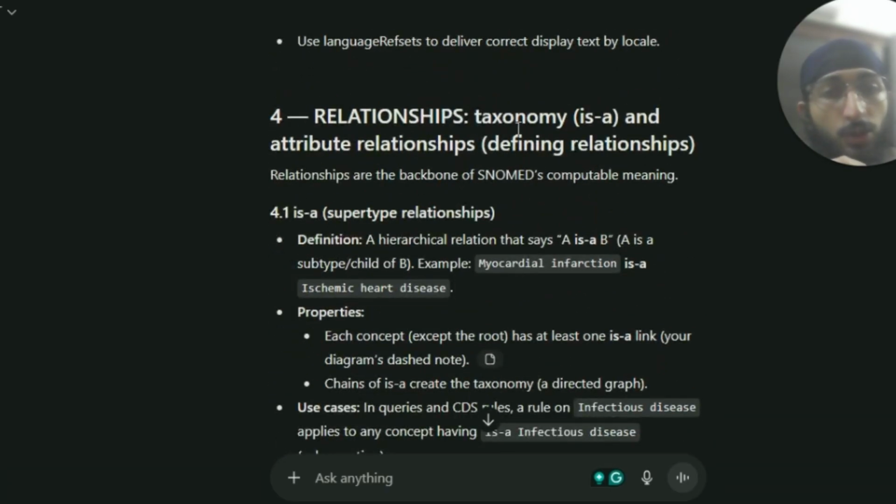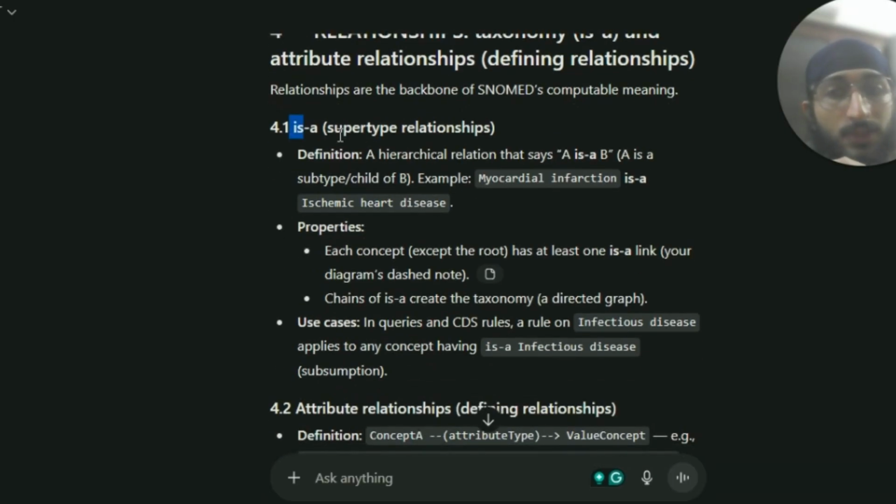Then we have relationships, taxonomy, and attribute relationships. So firstly, we have the is-a supertype relationship, a hierarchical relation that says A is a B, that is, A is a subtype, a child of B, right? A is a form of B, or a child of B. Myocardial infarction is an ischemic heart disease. Properties: each concept except the root has at least one is-a link, right? And chains of is-a create the taxonomy, that is a directed graph.